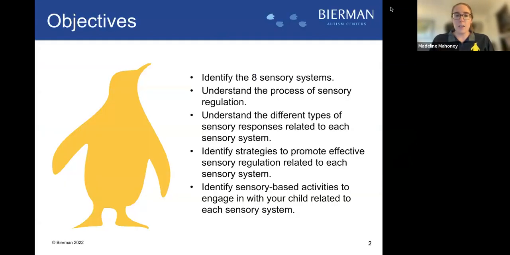So the objectives of our presentation are to identify the 8 sensory systems, and then we are going to try and understand the general process of sensory regulation and understand the different types of sensory responses related to each sensory system. We're going to look at different strategies that we can use to help promote effective sensory regulation and hopefully give you a good list of sensory-based activities that you can do with your child at home or out in different environments.